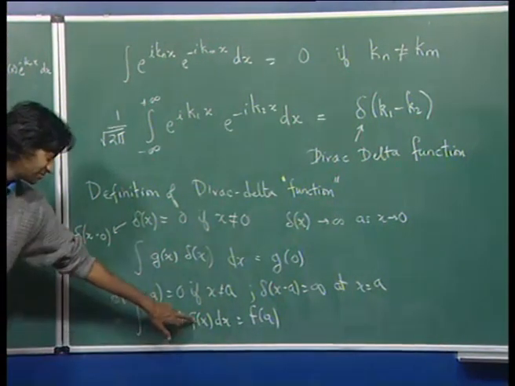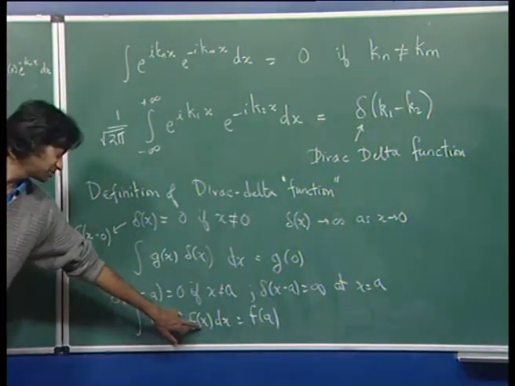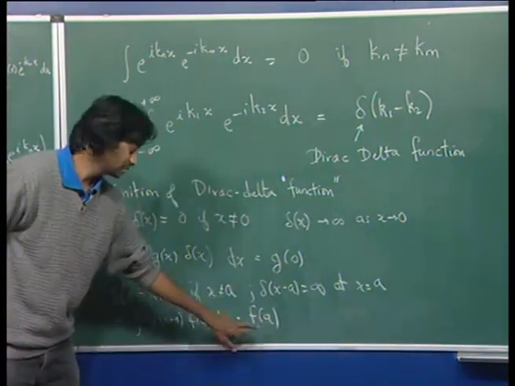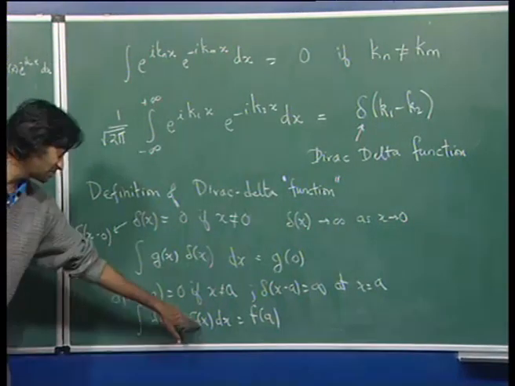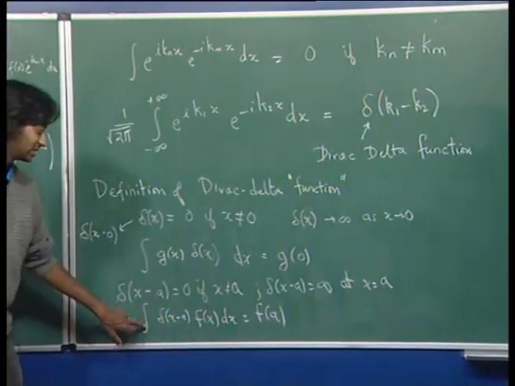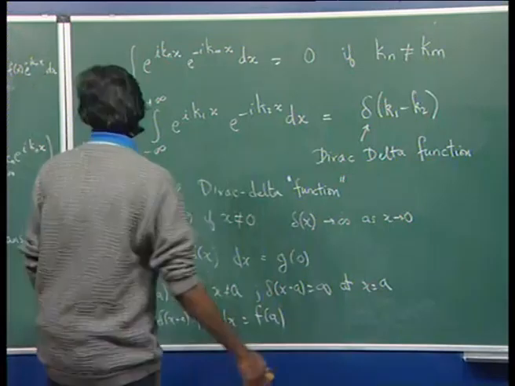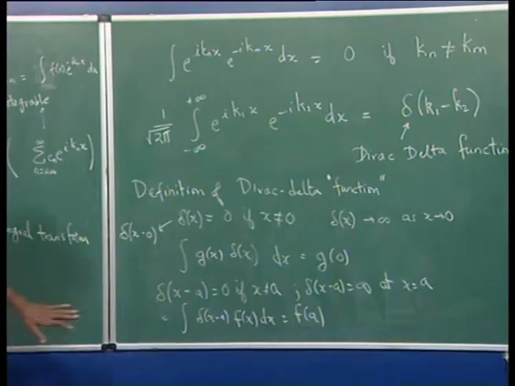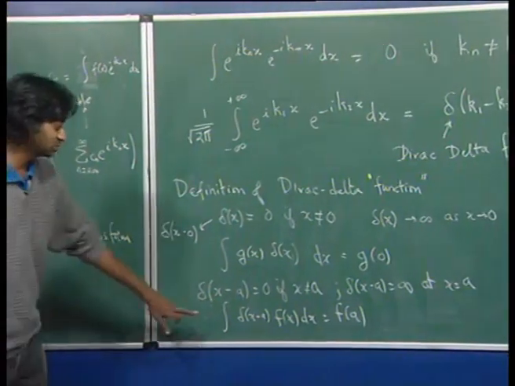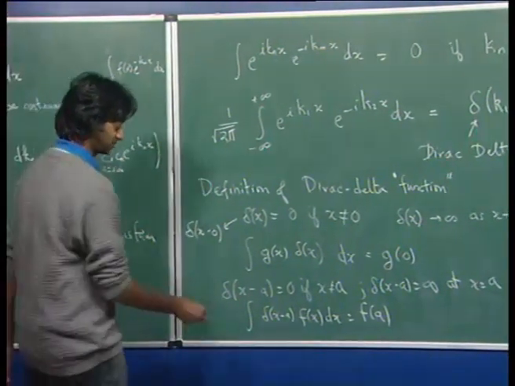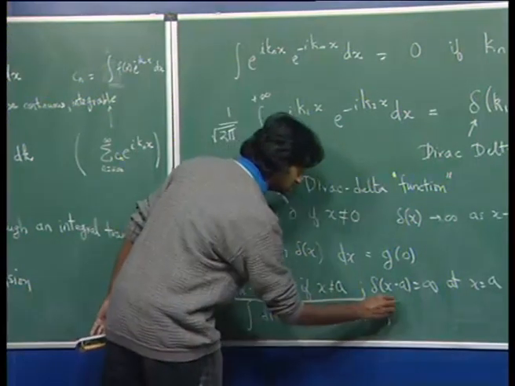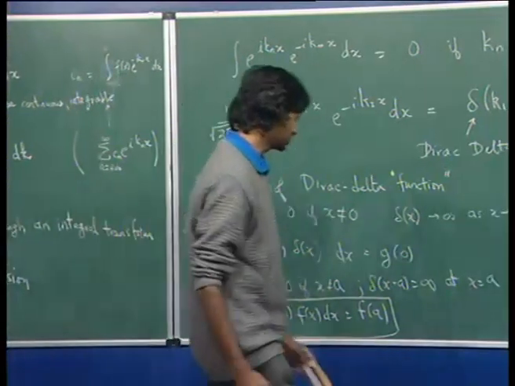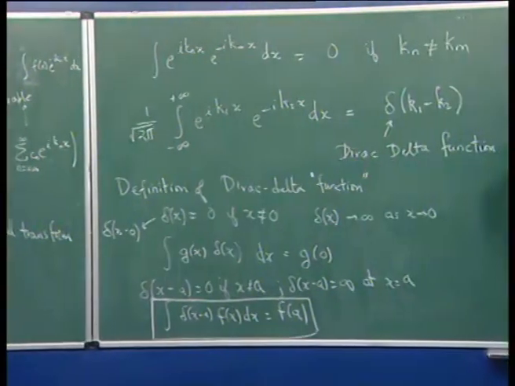You multiply a delta function by a function f of x, and then you integrate over all x, and you get the value of the function at a. So this is the most important property of the delta function, and this is what is typically used as the definition of the delta function. Let us try to see what this delta function looks like.